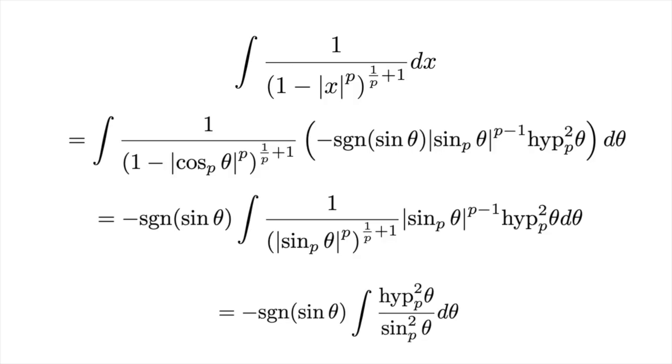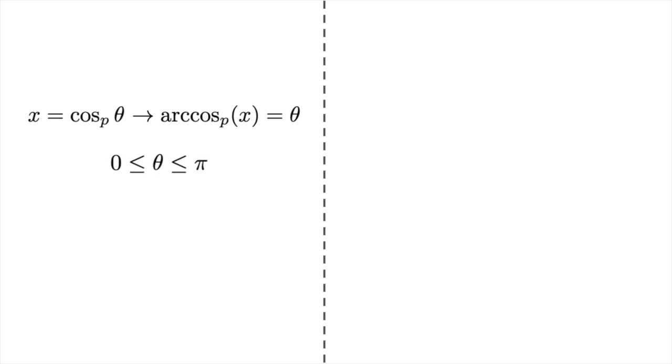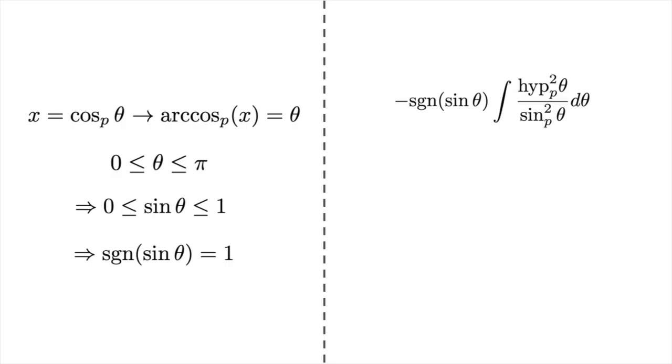Real quick, let's check out the signum of sine theta. Since x is cosine base p theta, then theta is arc cos base p of x. Following the same line of logic we used for defining domain and range for arc sine base p, we'll find that arc cos base p, or theta, is between 0 and pi. Since on that interval sine is between 0 and 1, signum sine theta is just 1. So our integral here just becomes the antiderivative of negative cosecant squared, which is another commonly memorized trig integral.